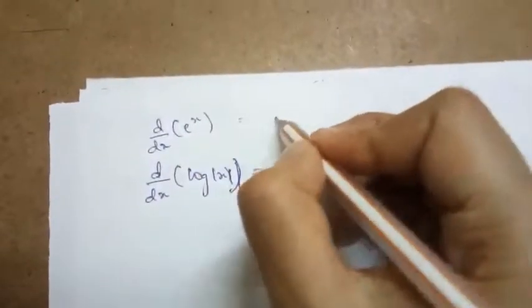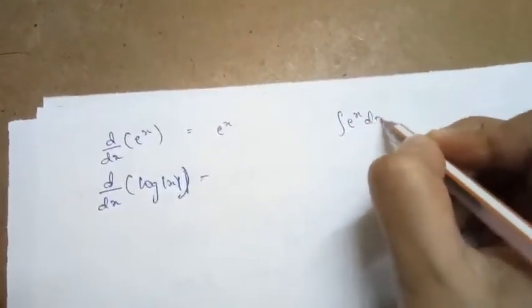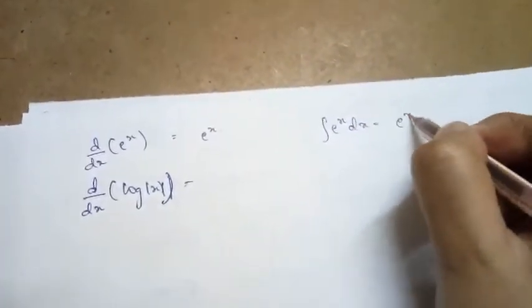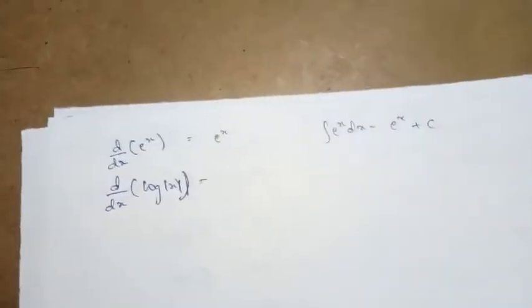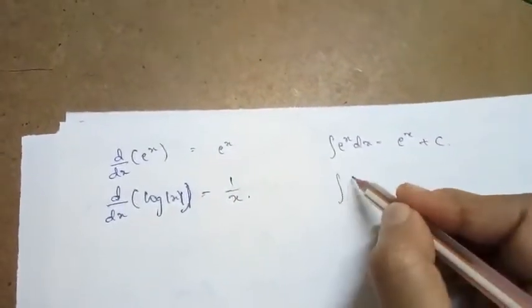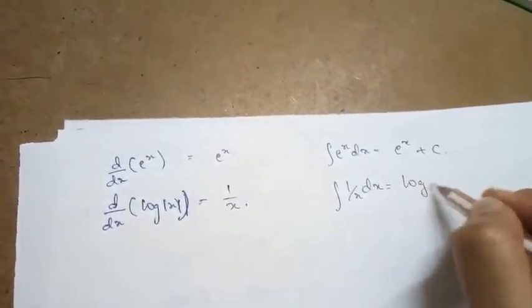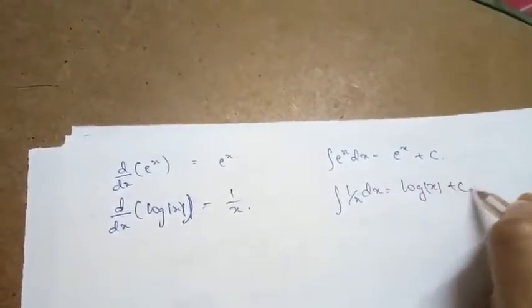The next is the differentiation of e power x, which is e power x. So the integration of e power x with respect to x, we are going to get e power x plus c. Similarly, the differentiation of log of mod x is 1 by x. So clearly the integration of 1 by x dx is equal to log of mod x plus c.